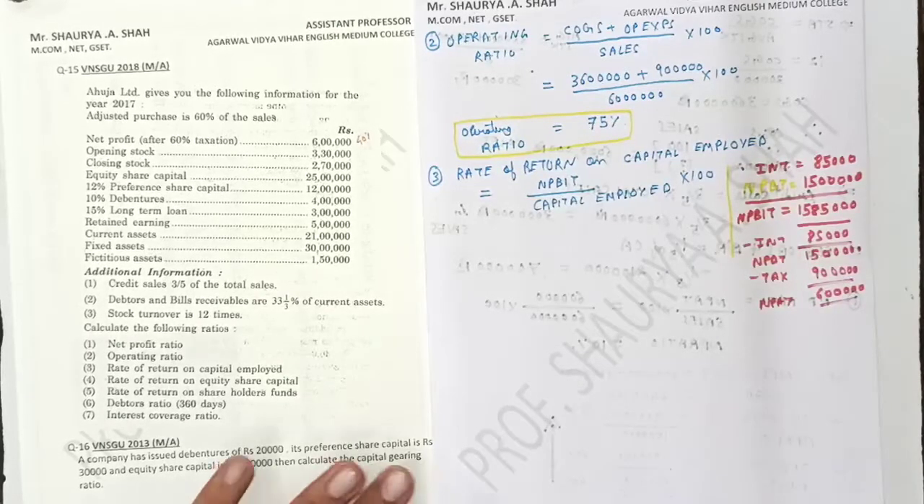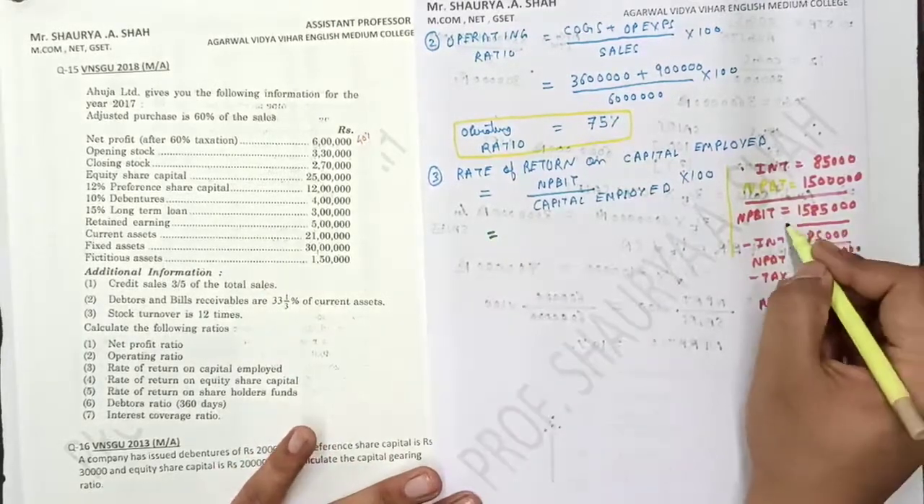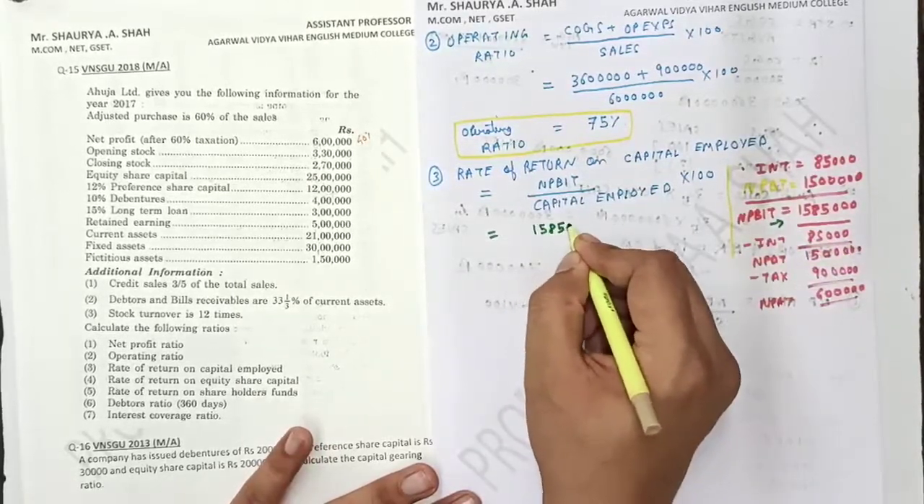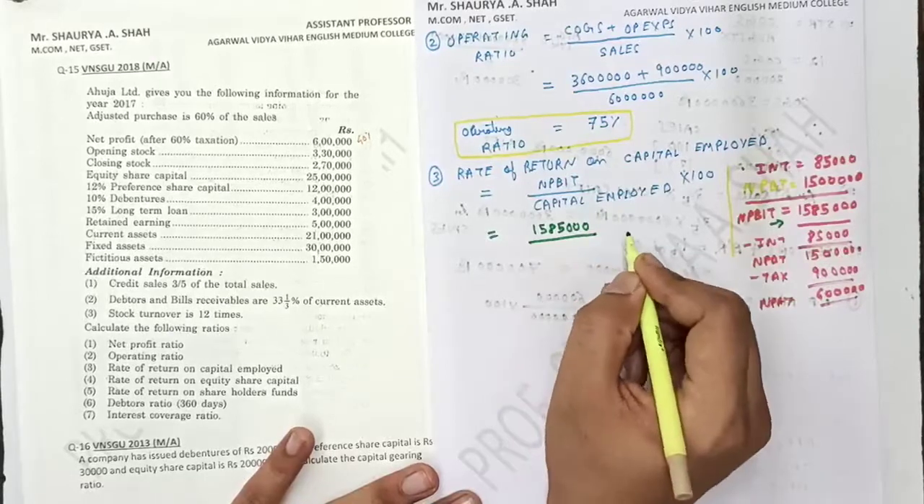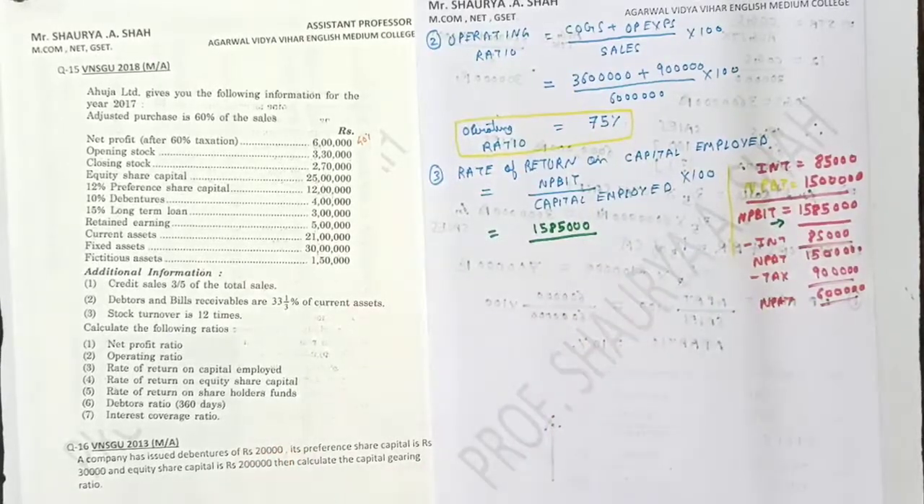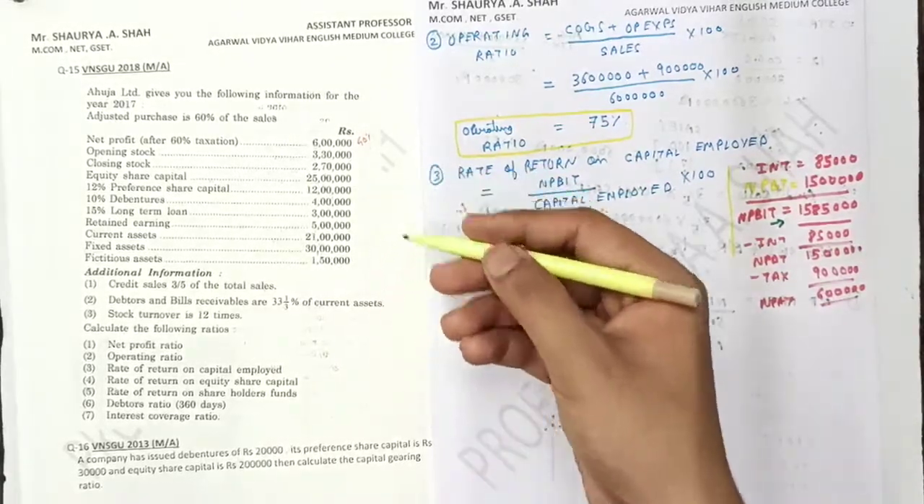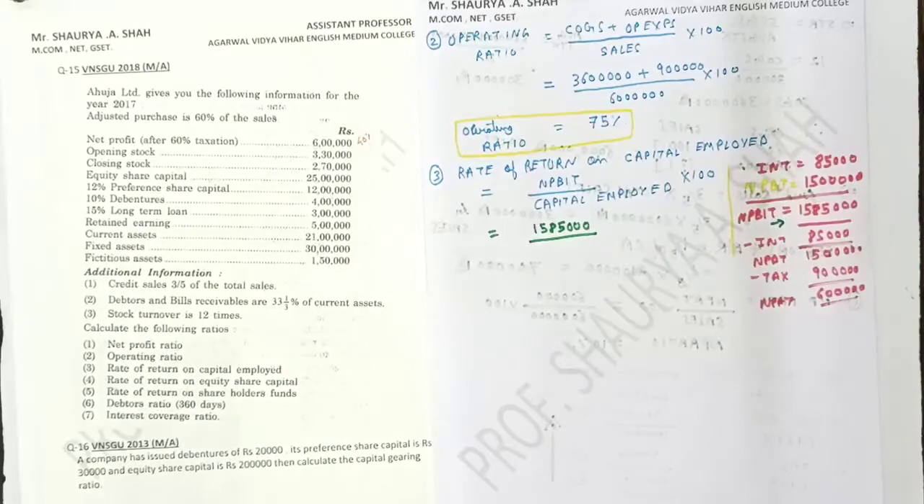Fine. So we are having the value of net profit before interest and tax also, that is 15 lakh 85,000, divided by capital employed, right? Now students, what do you mean by capital employed, right? Capital employed is the total of all your share capital and your long-term liabilities also.